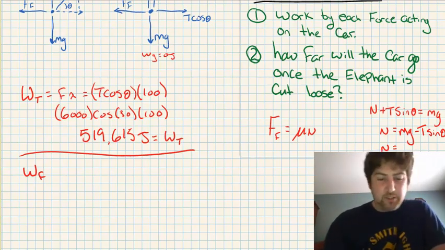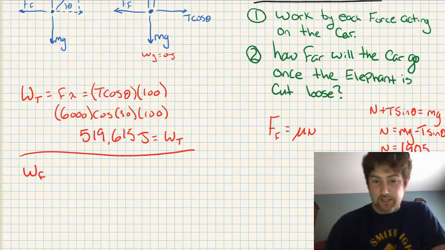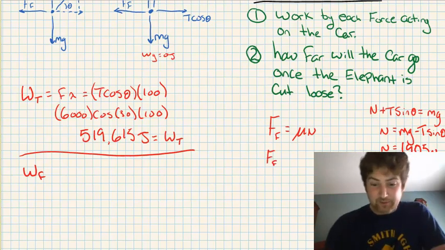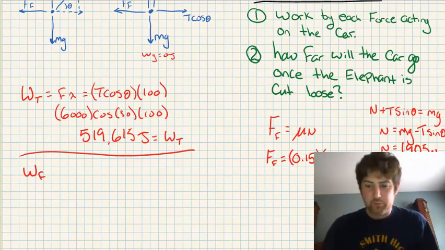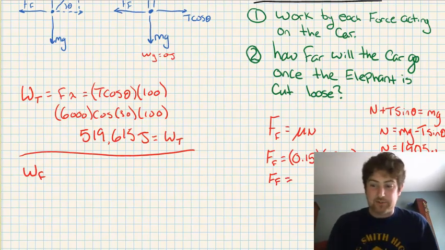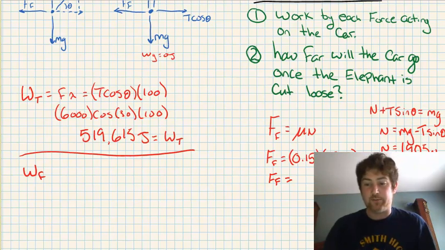Alright, we have all the work in minus all the work out. In this case we have 519,615 joules in, and we have 28,580 joules out. This was because of the friction of the car sliding along the ground. Alright, we subtract and we end up with 491,035 joules of energy added by the elephant. And that answers the first question, which was the net work done on the car.